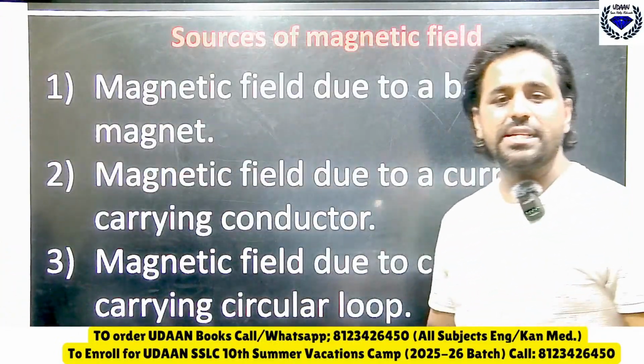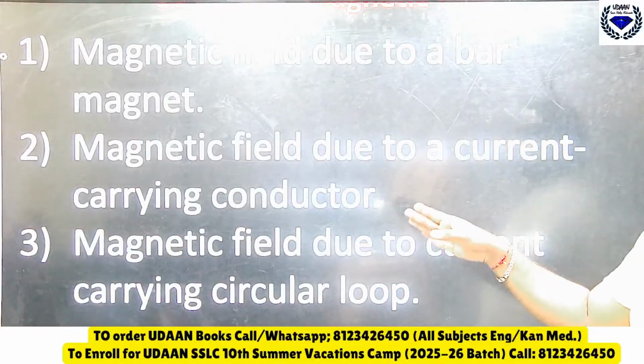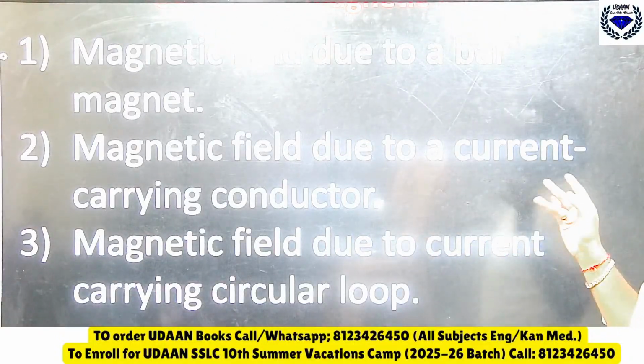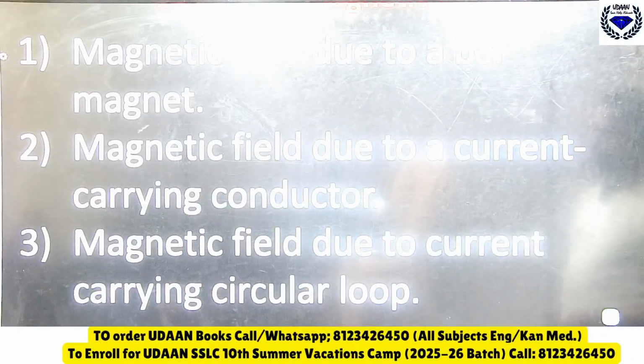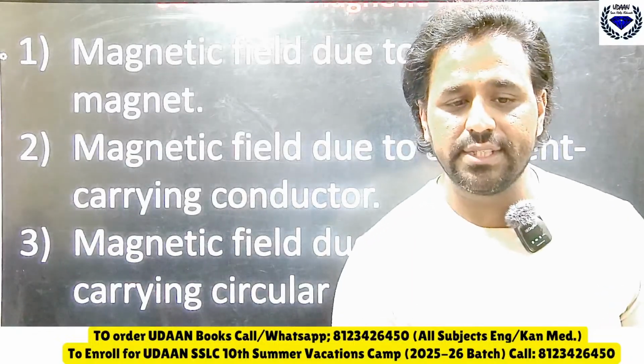Where do you find a magnetic field? Magnetic field due to a bar magnet, magnetic field due to a current carrying conductor, and magnetic field due to a current carrying circular loop. All these things I need to highlight now.